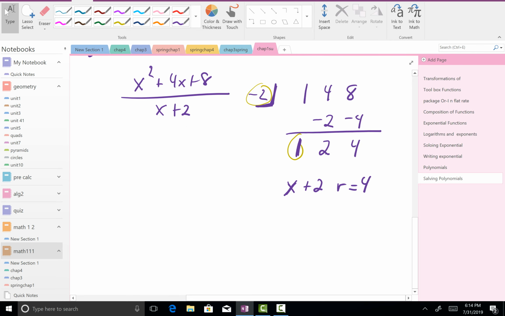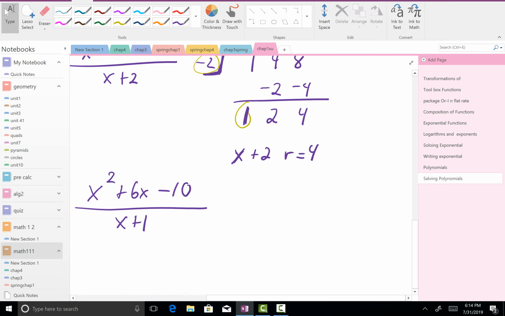So let's try another one. And I'm keeping it kind of basic right now. So we're going to use synthetic division, right? So what are our numbers going to be across the top here? So what are our numbers going to be in this case? 1, 6, and negative 10, right. Okay. Now, what are we going to divide it by? Negative 1. We're going to take the opposite of that.